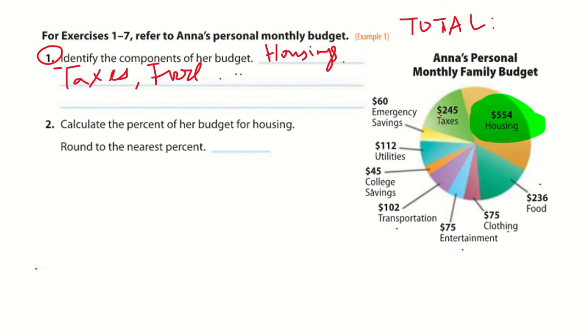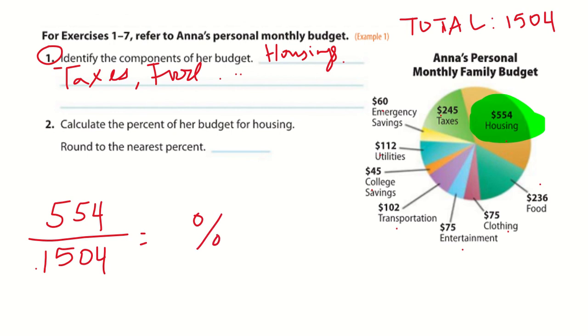Okay, I've got the total. It is 1,504. So now I have the two parts I need to calculate the percent. I need to do housing, which is 554 over 1,504. I need to figure out what this is as a percent by dividing. That's the only way. And it is ugly.